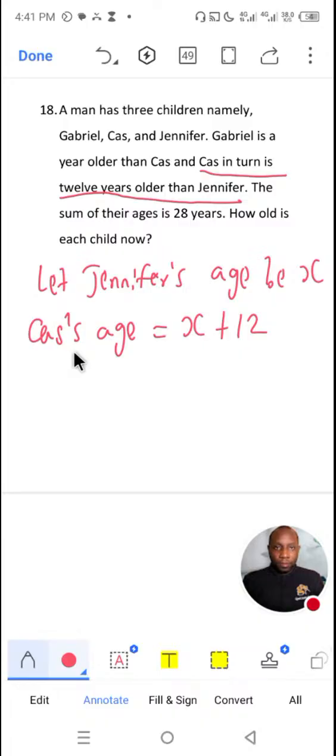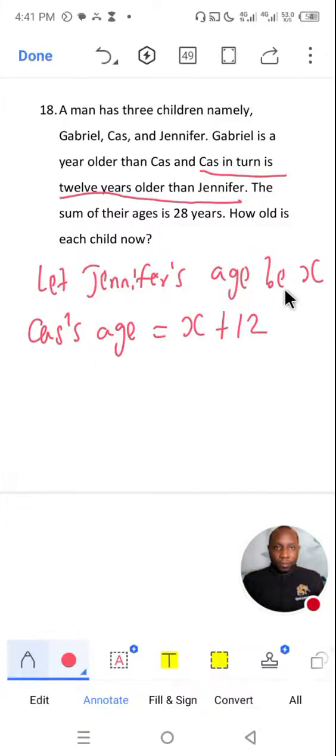We're told that Cass is 12 years older, so you have to add 12 to Jennifer's age. Since Jennifer's age, we said, let it be x, to get Cass's age we're going to add 12 to what? To Jennifer's age. But we have one more child of this man, Gabriel.